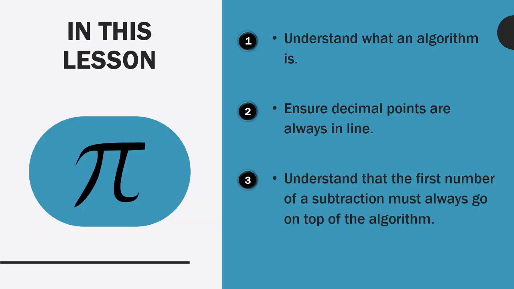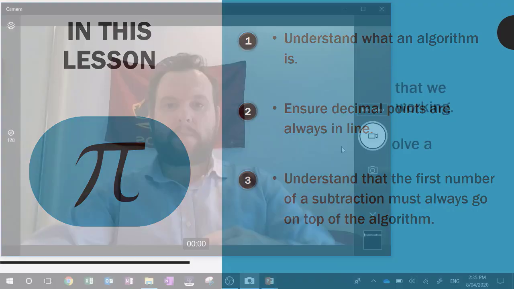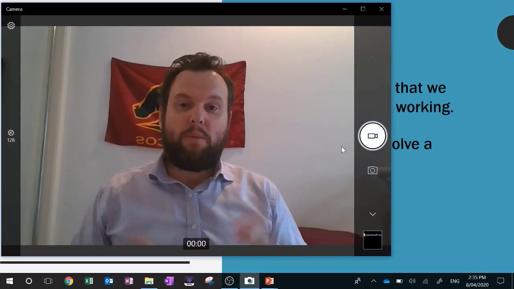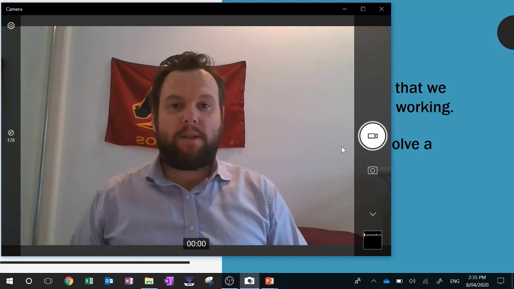So there's three things that we need to go through. Number one, we need to understand what an algorithm is. Number two, we need to ensure that our decimal points are always in a line. And then step three, we need to understand that the first number of a subtraction must always go on top of the algorithm. So your first question here might be, what is an algorithm? That's the first thing that we're looking at.